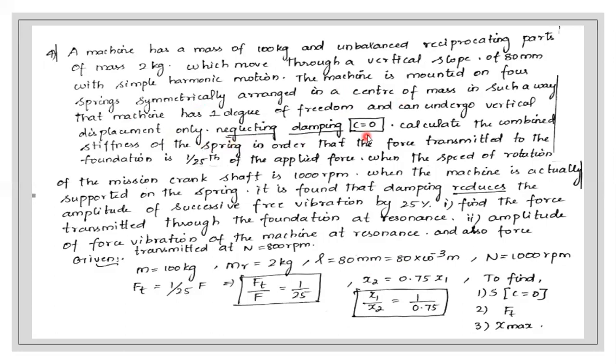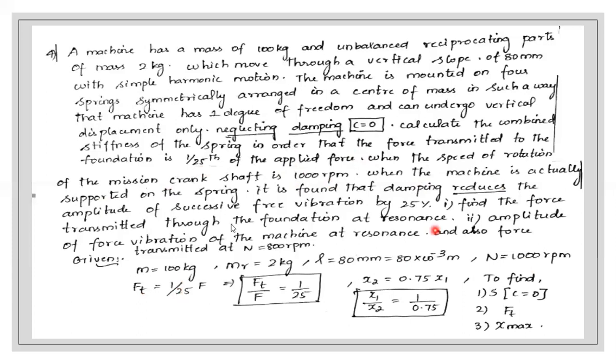So in this question, we will be divided into two halves. First, we will be calculating the combined stiffness of the springs, in order that the force transmitted to the foundation is 1/25 of the applied force. They have clearly given that the force transmitted will be equal to 1/25 of the applied force when the speed of rotation of the machine crankshaft is 1000 rpm. So they have given the N value, the speed, as 1000 rpm.